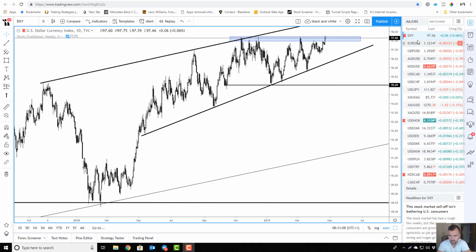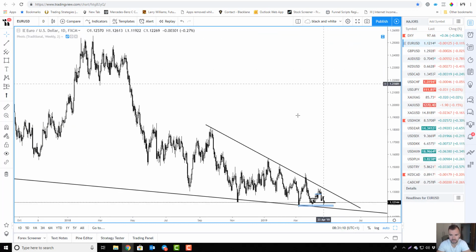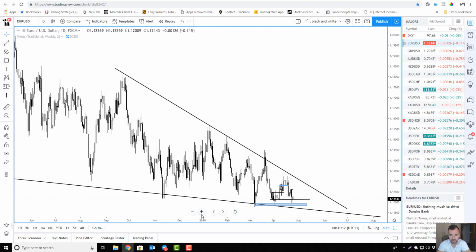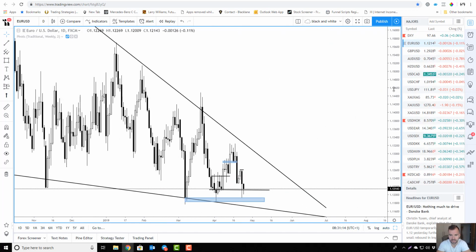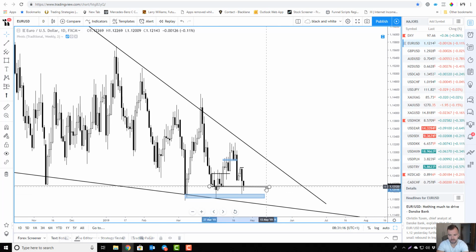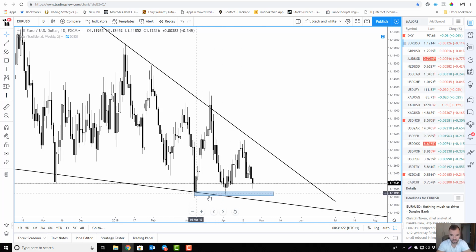Well, first thing we're going to do is look at the correlations. We'd look at euro dollar. We can see that yesterday we rejected the even handle 1.12. Just taking some of these intraday markings off, you can see right down here we've triple bottomed. The market came down, pierced 1.12, went a little bit below, and then we've popped back up.